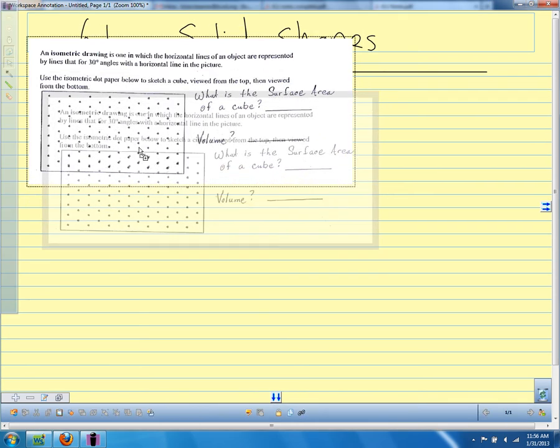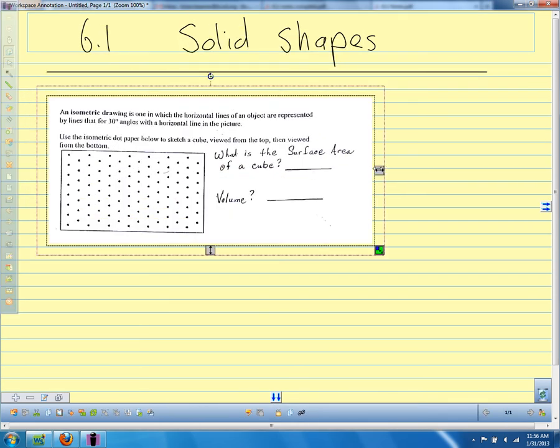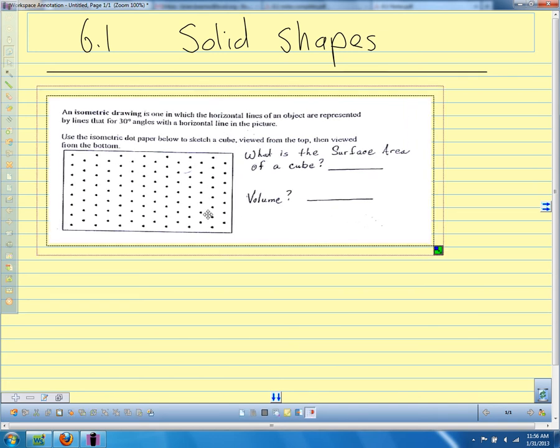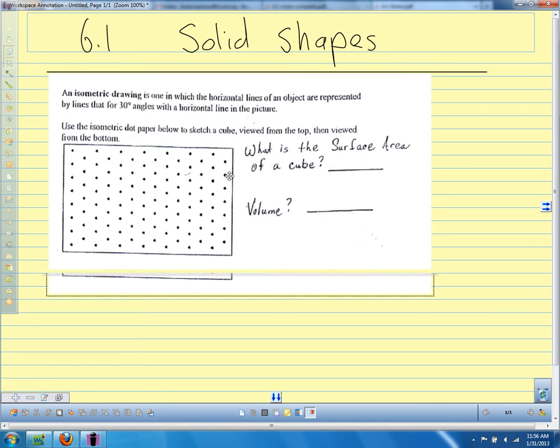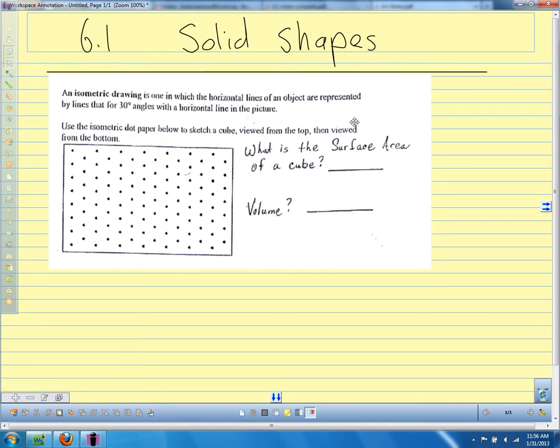This paper is called isometric dot paper. It doesn't really matter what it means, but the dots are arranged nicely so that we can draw solid cubes easily. To draw a cube on here, I'm just going to connect 4 of these dots, like so. And I have a nice little cube. You can see that my drawings aren't perfect and beautiful. That's fine.